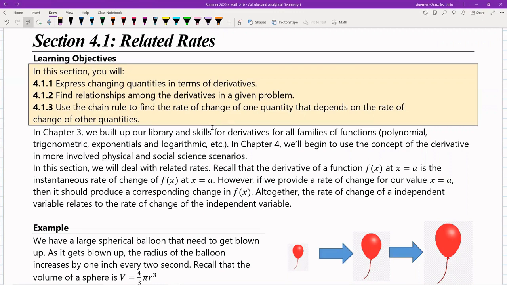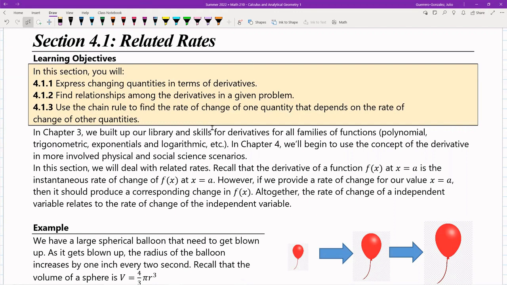So in chapter 3, what we did really was just learn how to take a derivative. We built up our library of derivatives and skills for all the families of functions: polynomial, trigonometric, exponential, the logarithmic stuff, the inverse log stuff. We learned the product rule, the chain rule, the quotient rule. We did implicit differentiation for those things that couldn't be written out explicitly. And then at the very end, we did logarithmic differentiation, right? That was just so we can learn how to take a derivative.